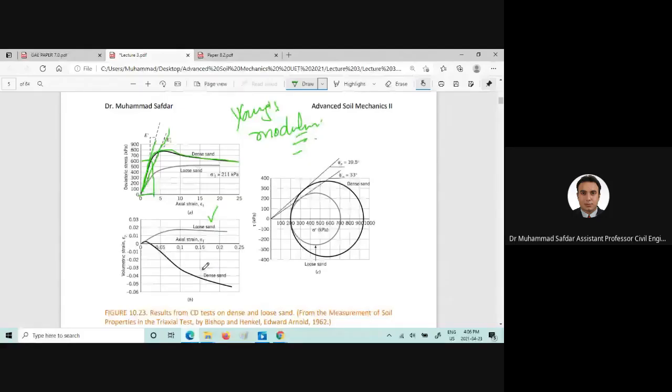Sand behavior and dense sand behavior, which we discussed in our first lecture, and if we perform 3 tests, then we can get the peak friction angle and the critical state friction angle as well.